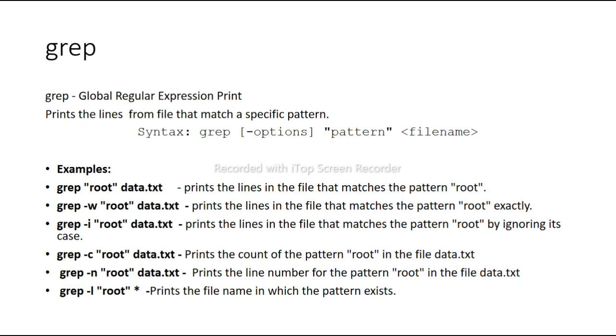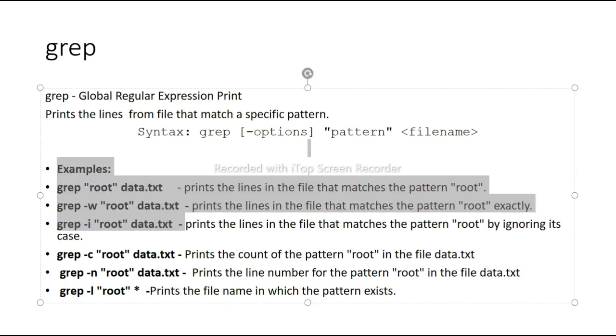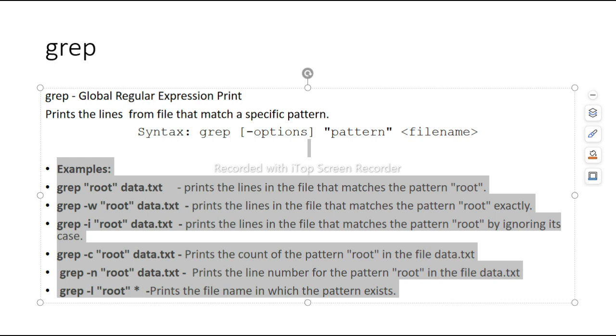Now let us discuss the grep filter. Grep stands for Global Regular Expression Print. This filter is used to print those lines in the file that match a given search pattern. For example, if you have a large file which has hundreds of lines, and you are interested only in those lines that match a given search pattern, the grep filter can be used for that purpose. We have several examples with respect to the grep filter, so we will see one by one how these commands work.